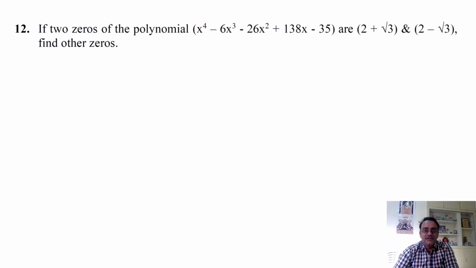So let us move towards the 12th question, the last question. If two zeros of the polynomial x to the power 4 minus 6x cube minus 2x square plus 138x minus 35 are 2 plus root 3 and 2 minus root 3, find the other zeros. So we can take 2 plus root 3. So इसको मैं दूसरे तरीके से बताता हूँ. So this is f of x.